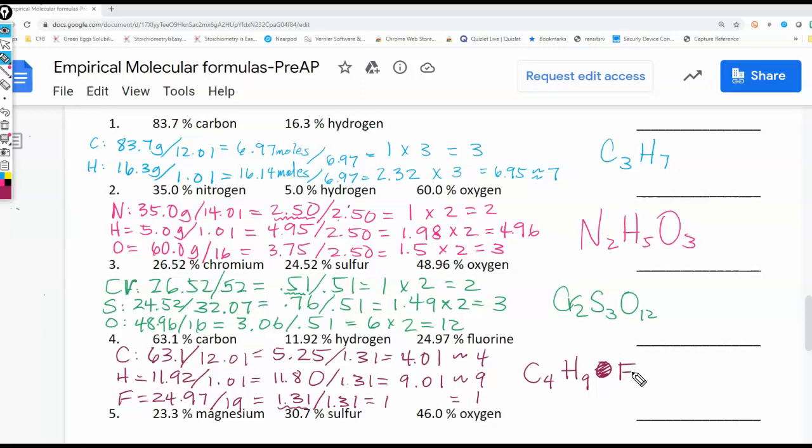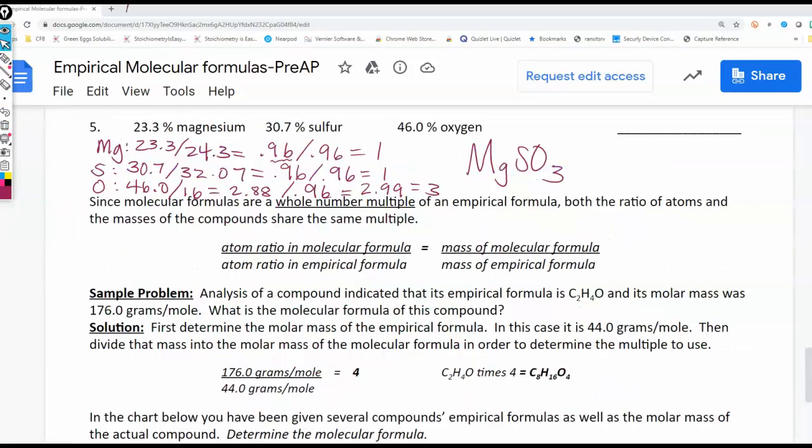All right, one more calculation for us to work through. Okay, so we end up with MgSO3 as our result after we, step 1, divide by molar masses to find moles, and step 2, divide by the smallest number of moles, that was 0.96, and step 3 was where we got to stop because we ended up with 1, 1, and 2.99, which was pretty much 3. So we ended up with MgSO3.